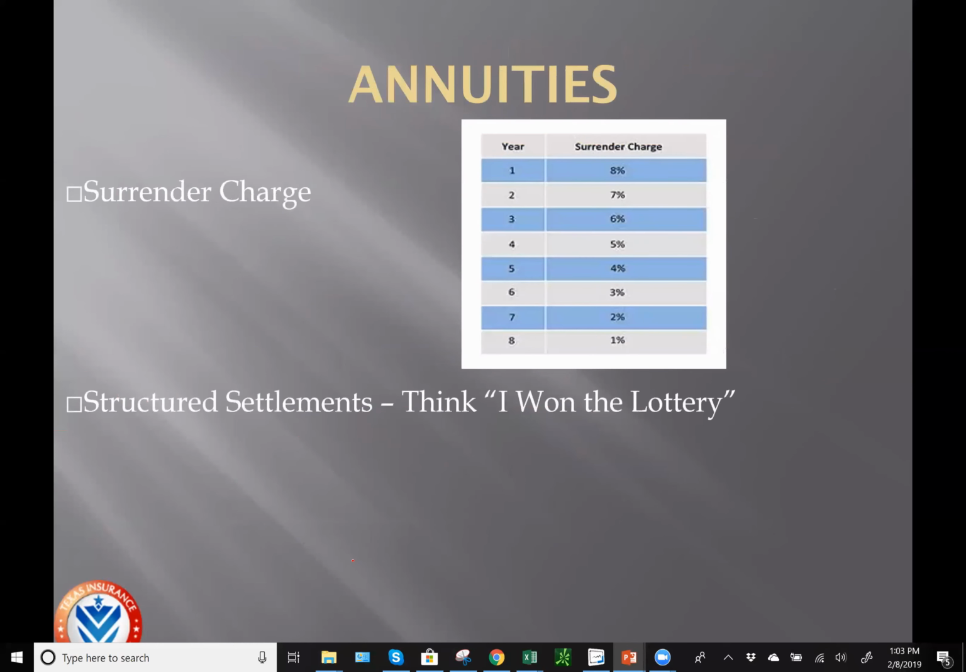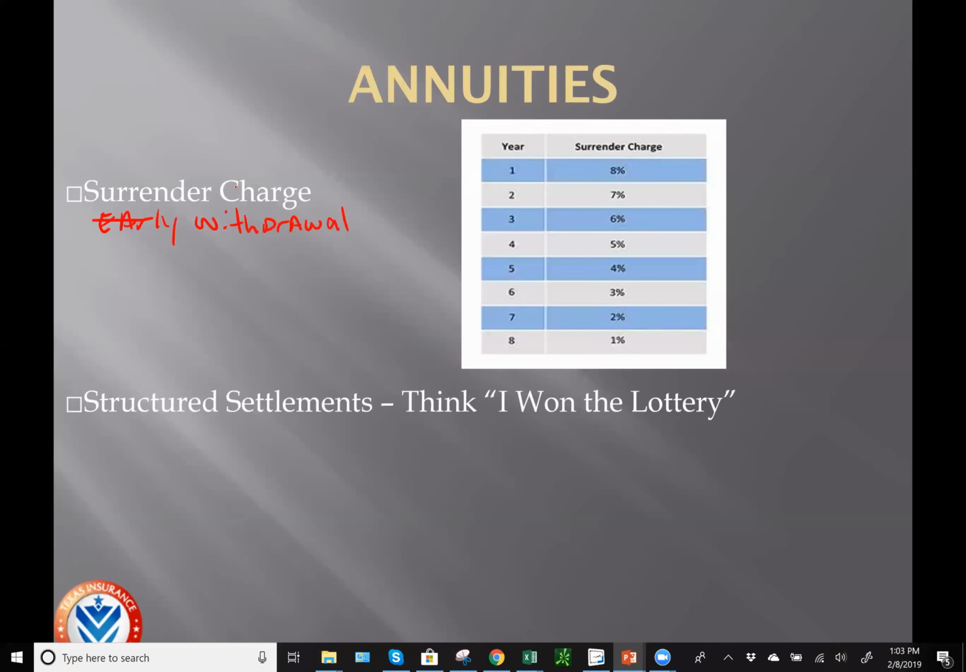All annuities have a surrender charge. All a surrender charge is, is an early withdrawal penalty. That's all it is. All annuities have it. It's going to be different with every annuity. And it goes down every year until after a certain number of years, it just goes away.